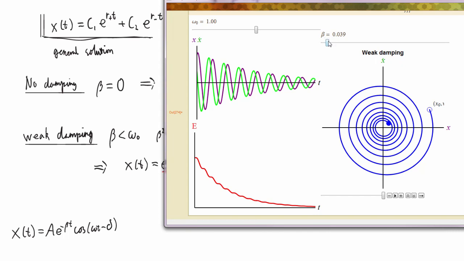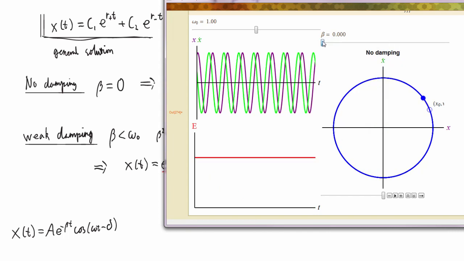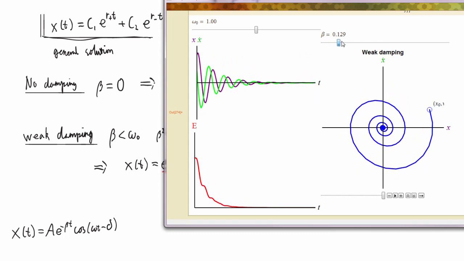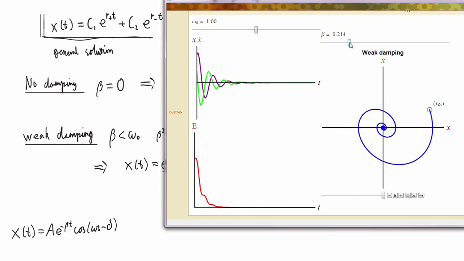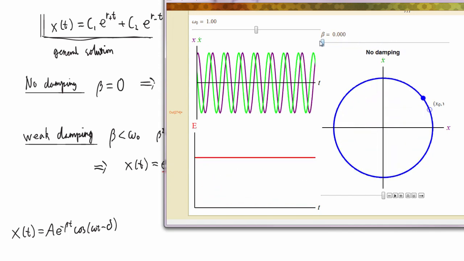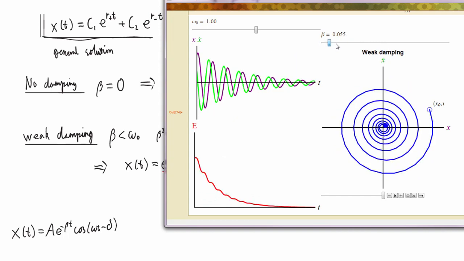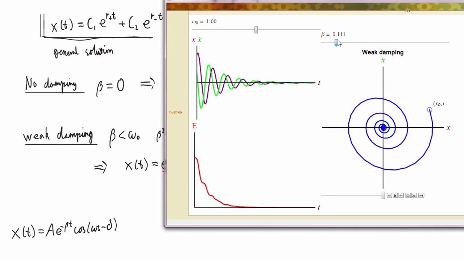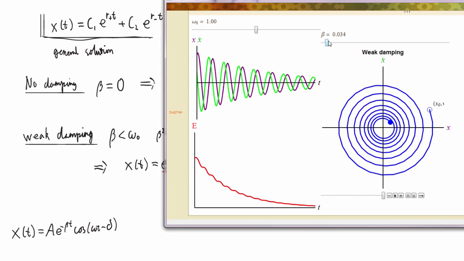And the more damping we apply, the faster the oscillator damps out. Right. And this is no damping at all. So that's the case of weak damping, and there are a couple of other cases which we'll deal with in the next video. For now, though, I'm going to just leave you with a question, which you can perhaps ponder.